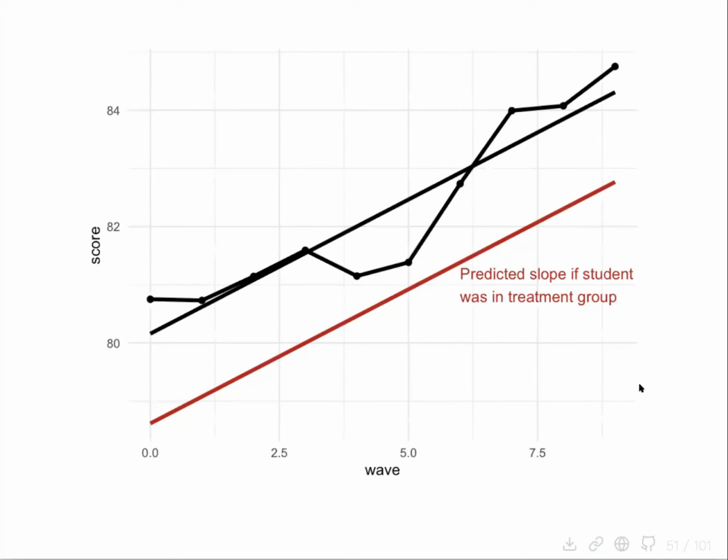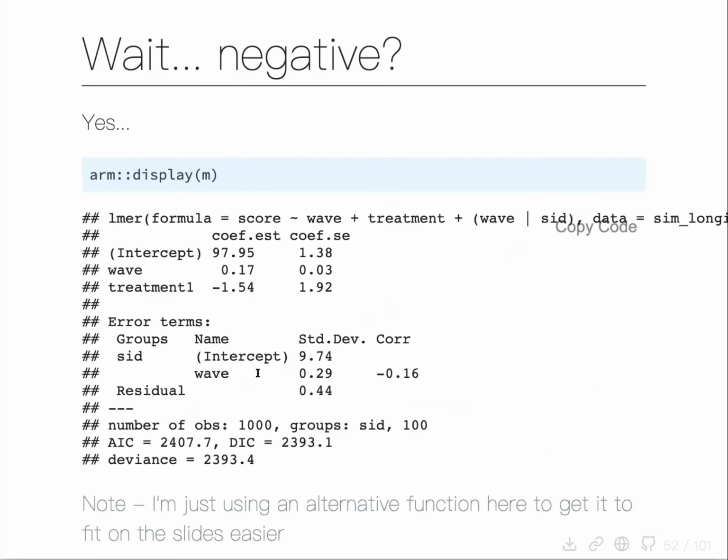This might be a little surprising. This is negative, right? The treatment, we're saying that had the student been in the treatment group, they would have been even lower in their predictions than what they actually were. So is that right? Yes, it is. That's what we estimated. Remember, these are made-up data, but in this case, treatment is estimated with on average a 1.54 difference in intercept.